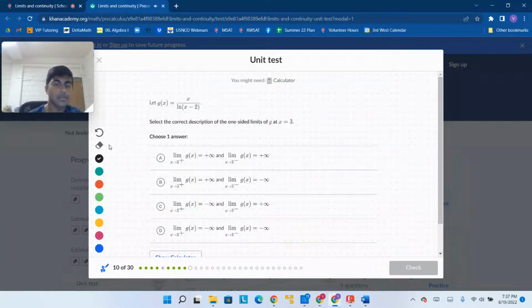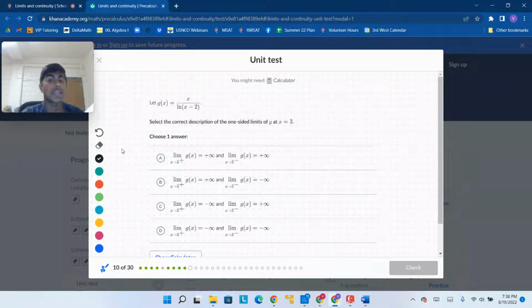Let's keep going. Let g of x equal x over ln x minus 2. Select the correct description of the one-sided limits of g at x equals 3. So as x approaches 3 from the positive side, you have 3 over the ln of something really, really close to 1, but still bigger than 1. So ln of that something is still going to be positive, except it's going to be really tiny. So you have 3 over something positive and really tiny. That's going to be positive infinity, so A or B.